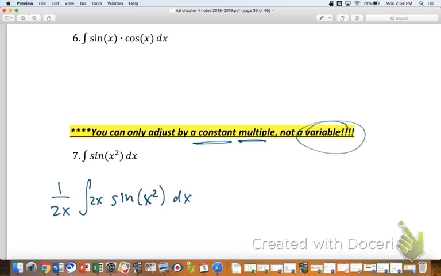Okay, cool. All right, so number 6 then, the antiderivative of sine of x times cosine of x. Clearly a product. The composite piece is a little harder to see. So I'll give you a couple minutes to try to think this one through.